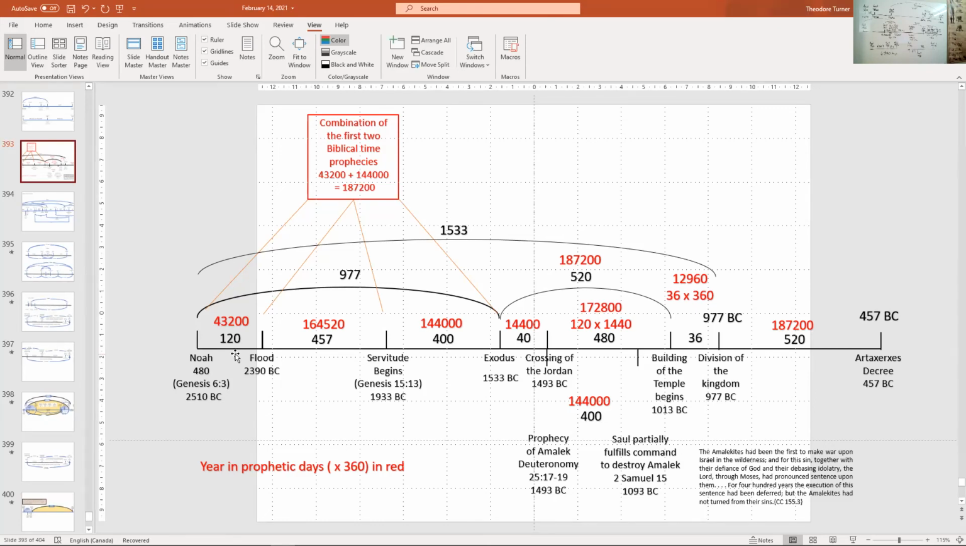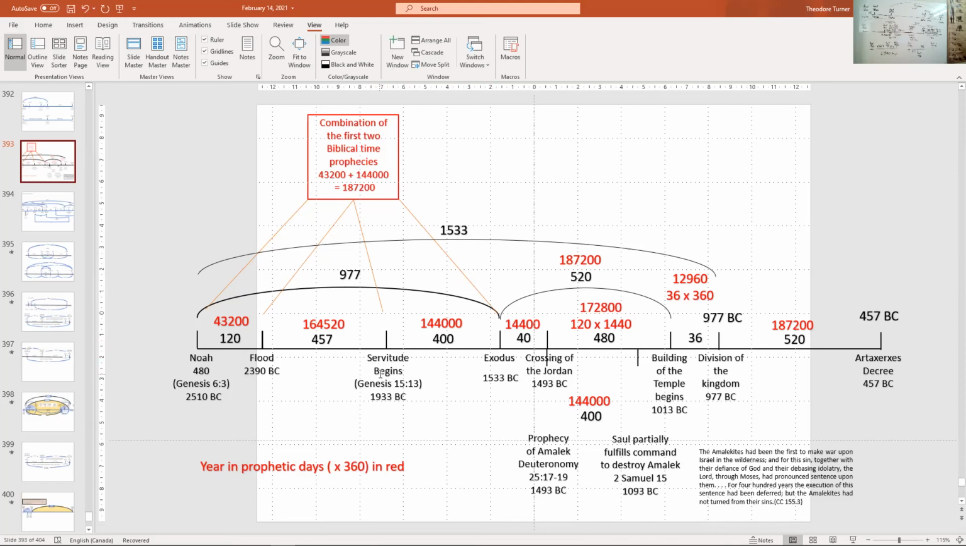So he gets that number of days. It's symbolic. It's not the actual literal number of days. It's the prophetic year. And they multiplied it from the flood to the servitude beginning in 1533 or 1933 BC. He's got this number, 164,520 days, and then he has the 400 years of servitude.